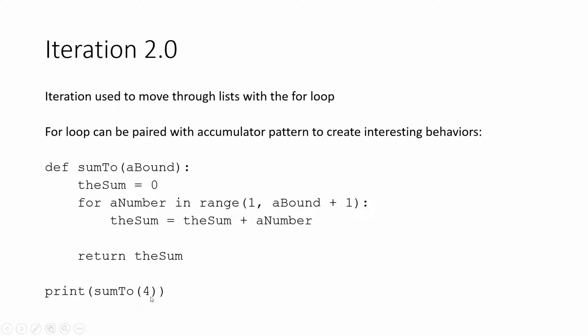So in the case we want to find the sum to 4, we would start out with 1. A number would be 1 plus 0 equals 1. Store that in the sum. Then a number becomes 2. So we have 2 plus 1, that's 3. 3 plus 3 is 6. And 4 plus 6 would be 10. And this would return 10 and print that out for us.